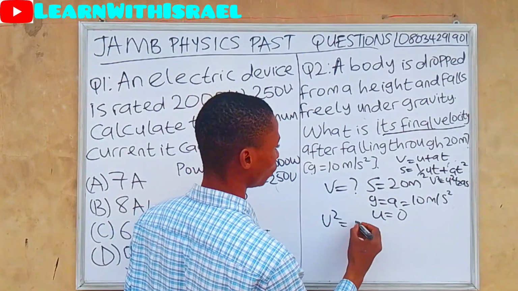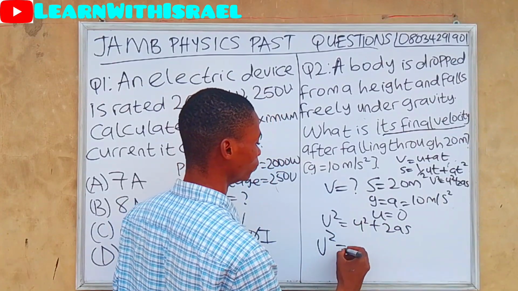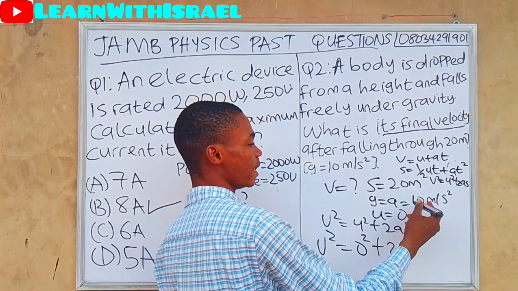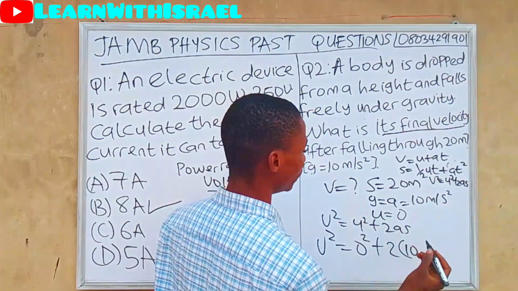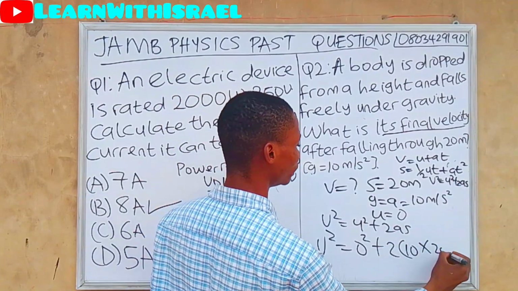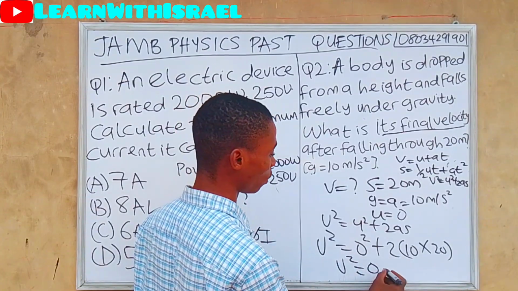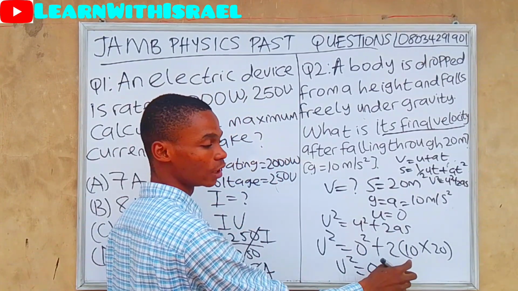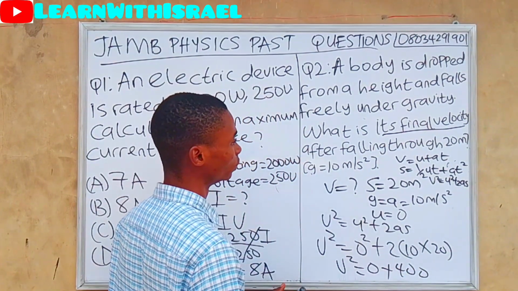So v square equals u square plus 2as. V square is unknown. U square equals 0 square plus 2 into bracket our a, which is acceleration, also our gravity, is 10 multiplied by our distance, which is 20. V square equals 0. 0 square is 0. 0 plus 10 multiplied by 20 is 200. 200 multiplied by 2 is 400. 0 plus 400 is 400.